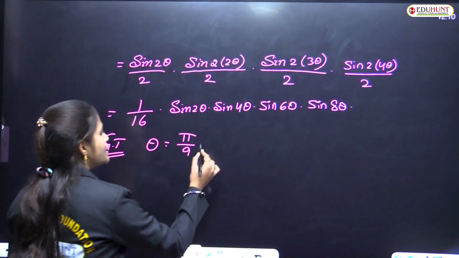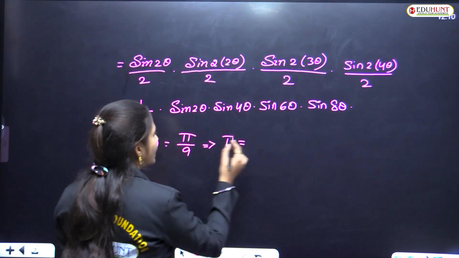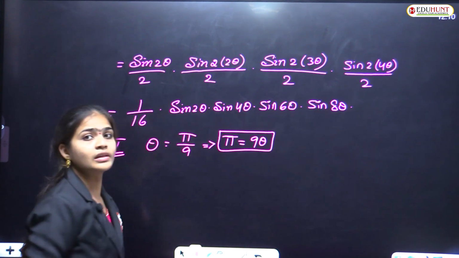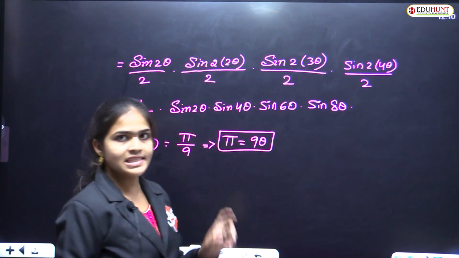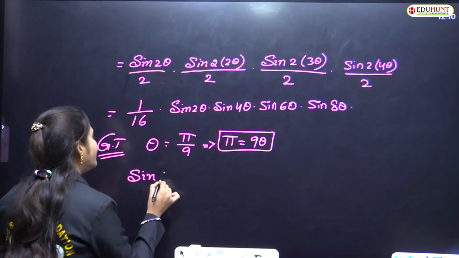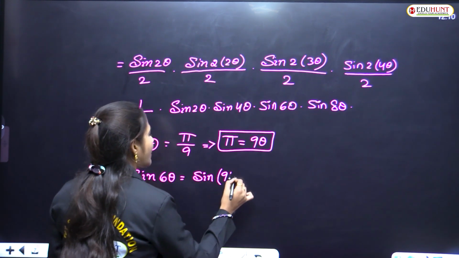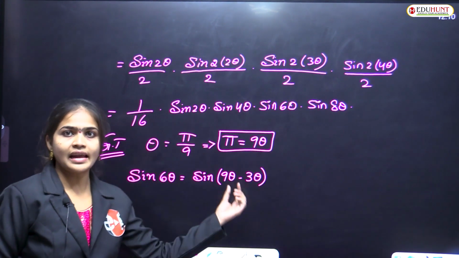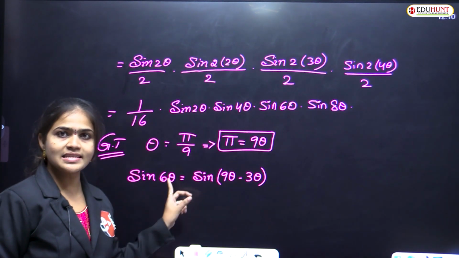Okay. So from this one we can write that pi is equal to 9 into theta. So 9 theta. Pi is equal to 9 theta. Keep that one aside. Now here write sine 6 theta. How can we write that? Sine 6 theta we can write as sine of 9 theta minus 3 theta. Shall we write like this? 9 theta minus 3 theta. 9 minus 3 is 6 only, no? So again we are getting the same result.